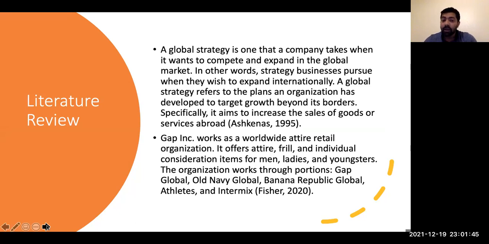And for the company, Gap works as a worldwide retailer organization. It offers clothes for men, ladies, and youngsters. The organization works through a portion. It also has some parent companies called Gap Global, Old Navy Global, Banana Republic, Athleta, and Intermix, according to Fisher 2022, and data was also retrieved from the Gap website.